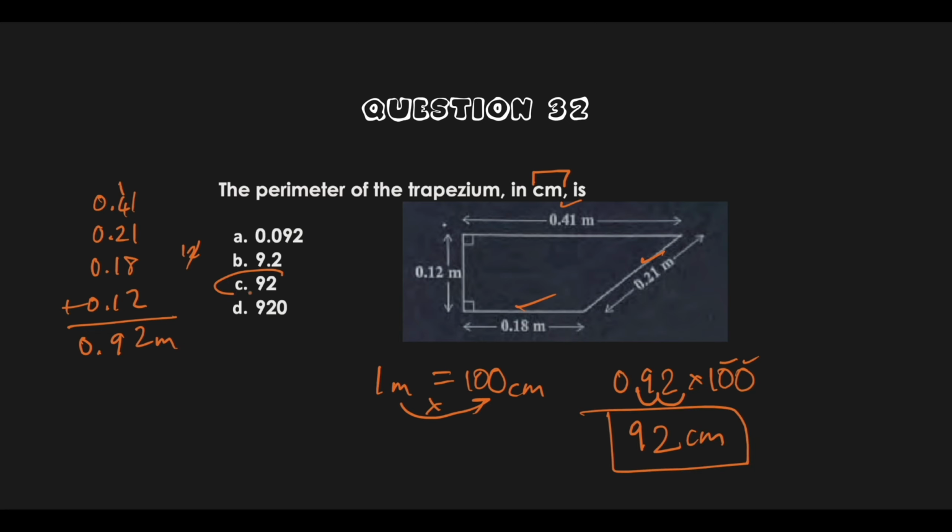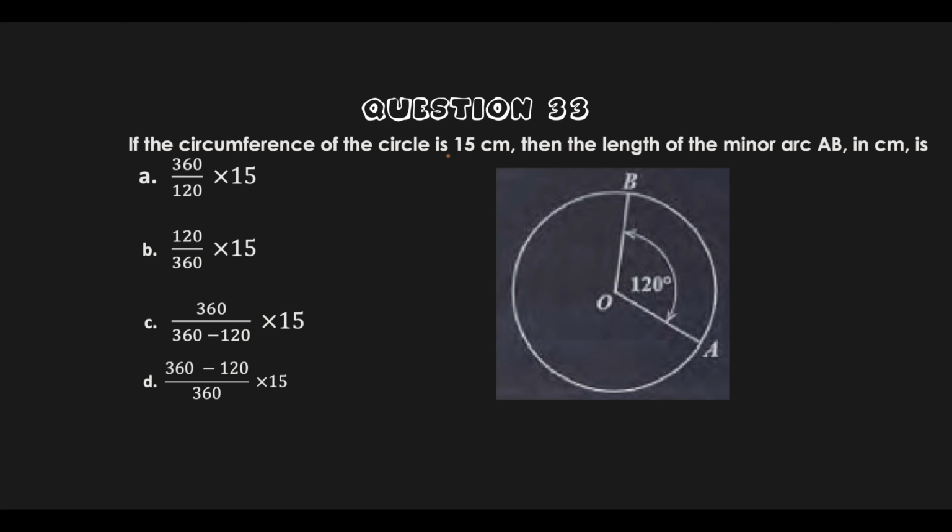So the answer is 92. It says if the circumference of the circle is 15, that means the full distance around here is 15 centimeters. Then the length of the minor arc AB, so we want to know the length of this minor arc, which would be this section here. Remember we have 120 degrees is what it's worth, which is a small portion of the circle. Now, what proportion is it of the circle? It's going to be 120 over the total degrees a circle can have, which is 360. And then we multiply that by 15. So in this case, our answer is this. If we wanted to figure out the length of the minor arc, we would work this out.